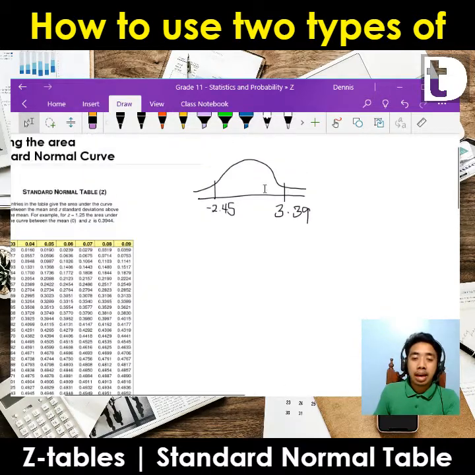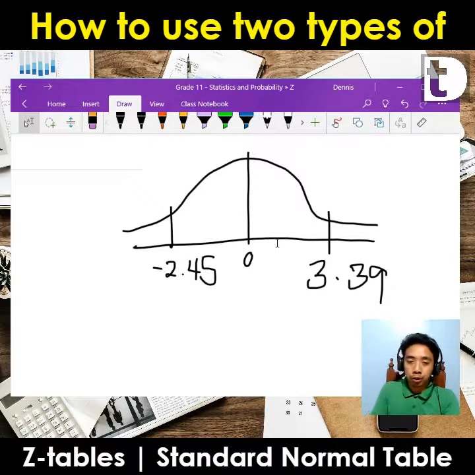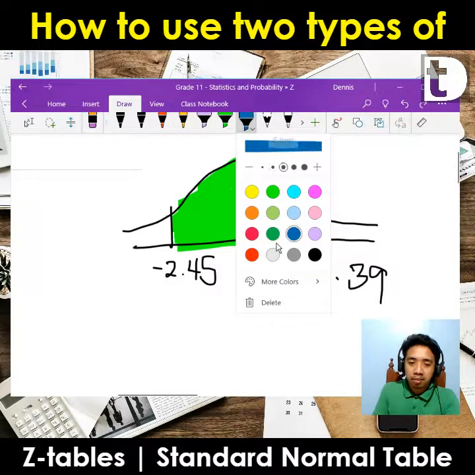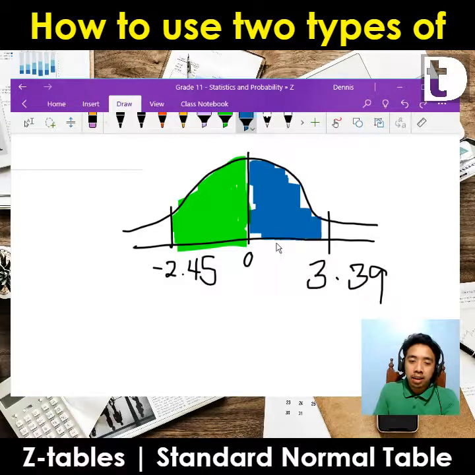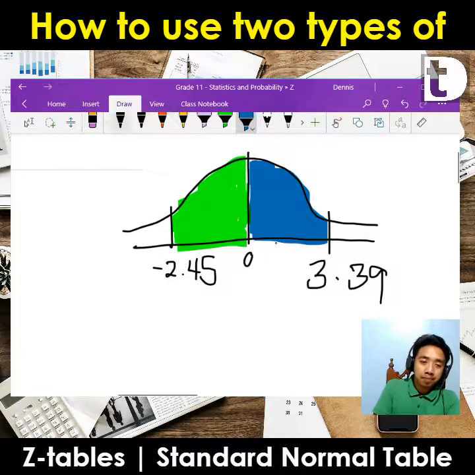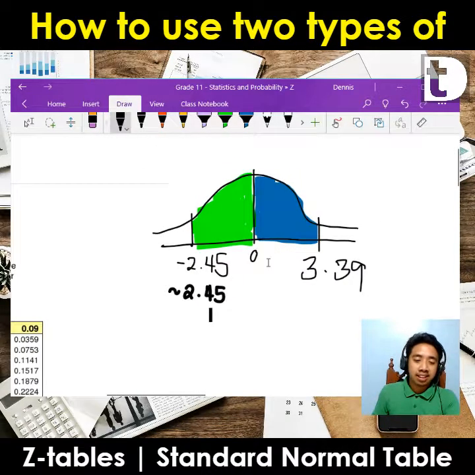I think I could just use one drawing over here. Our z-scores are coming from our mean, or our zero, in our standard normal curve. So this green area plus this blue area is the area that we need if you're going to talk about the area between negative 2.45 and 3.39. And once again, since we only have one set of table, our negative 2.45 is simply the z-score under 2.45. Okay, so let's get the values.